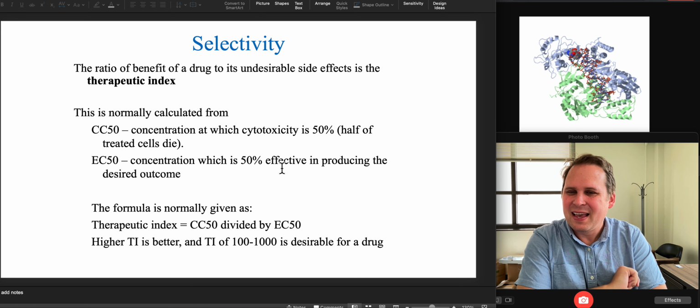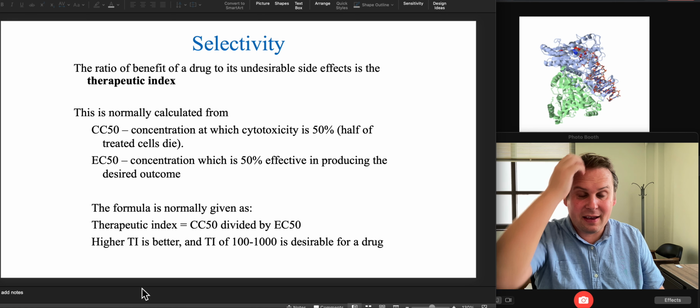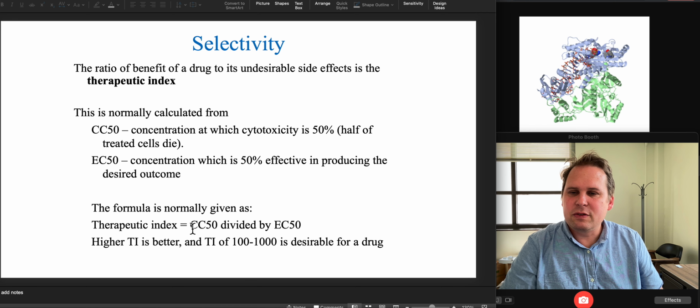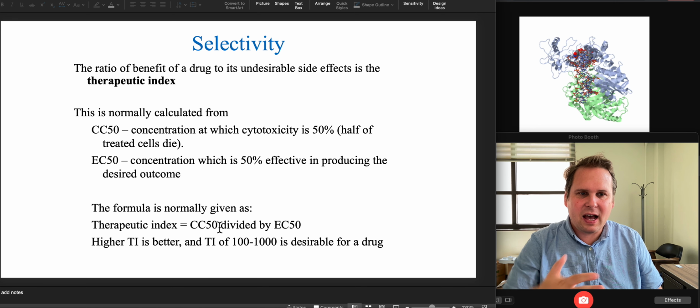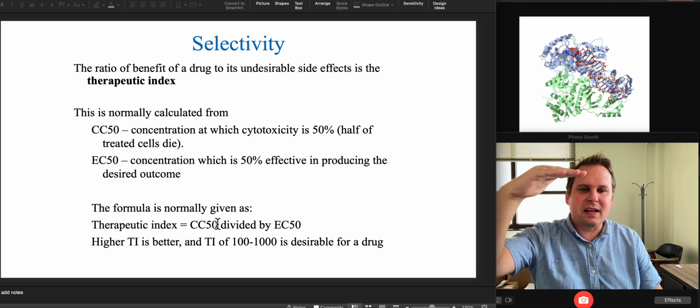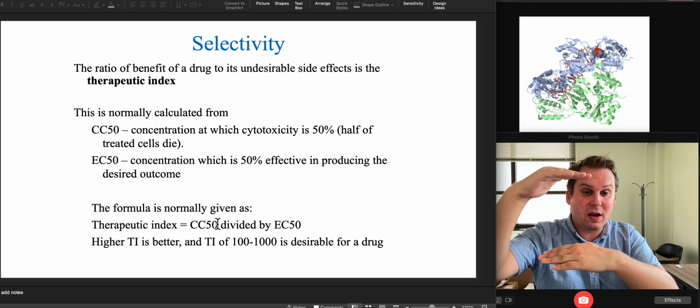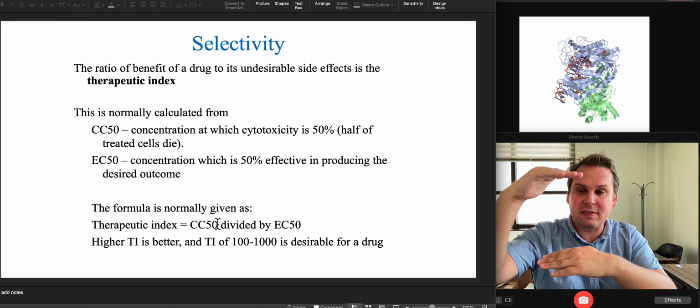That's the idea. And so, you will use these two numbers to get a therapeutic index, which is normally the CC50, which is the high amount it takes to kill a cell, divided by the EC50, which is the amount to actually have an effect that you want, which should be much lower than the CC50.